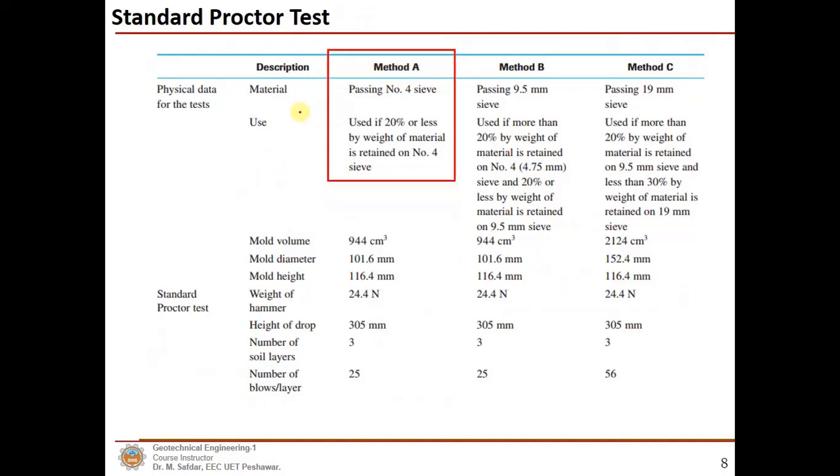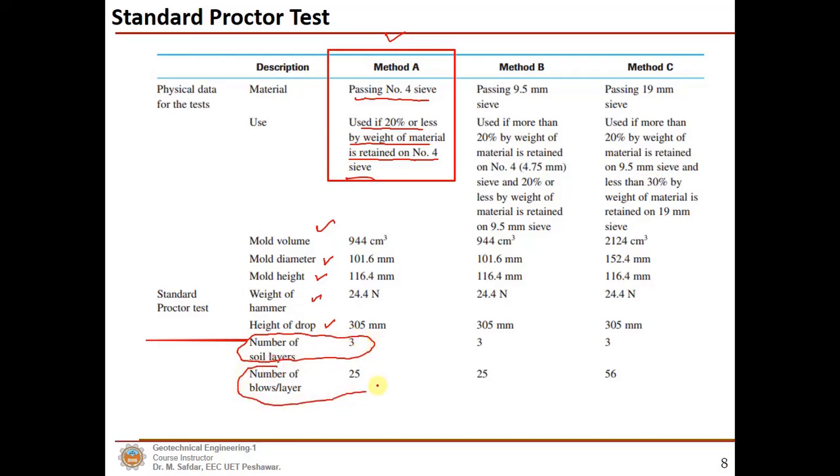For example, in case of method A, the material should pass the number 4 sieve and is used if 20% or less by weight of material is retained on the number 4 sieve. Mold volume, mold diameter, mold height, weight of hammer, height of drop, number of layers, which is 3, and number of blows, 25, are given in this table.